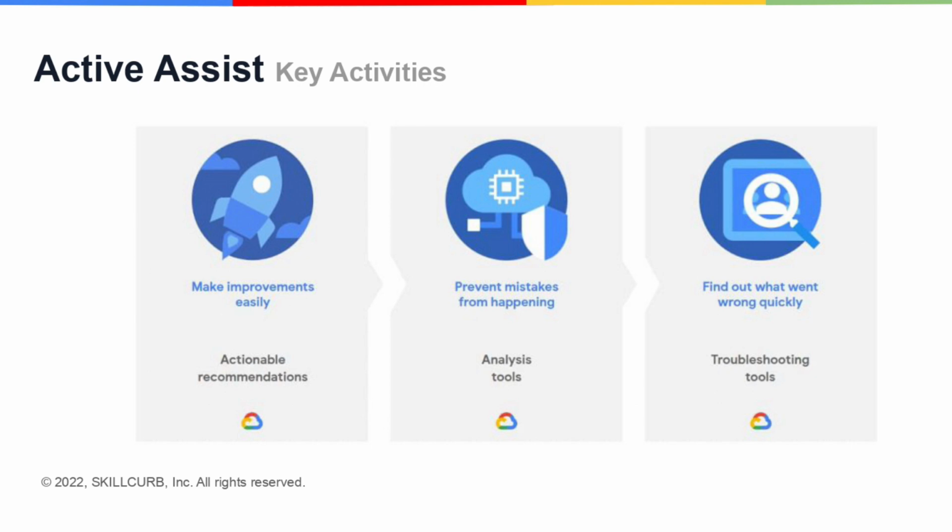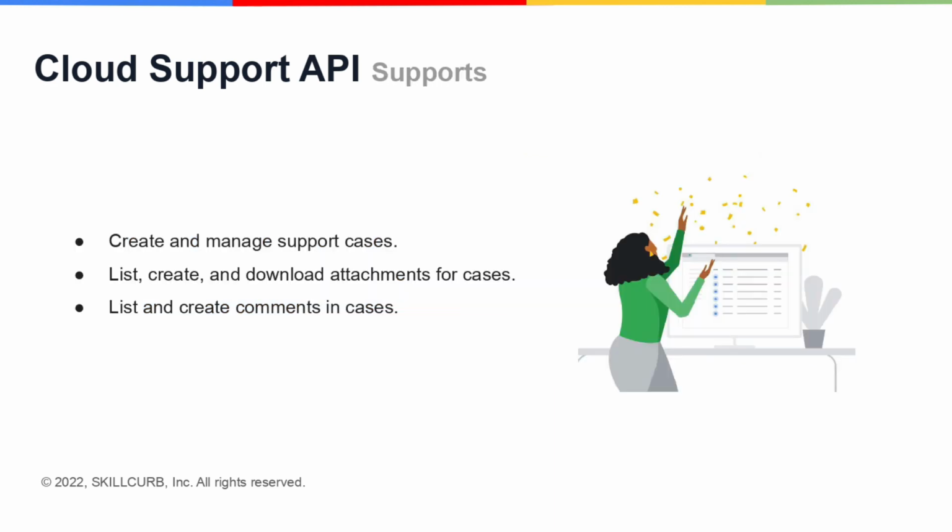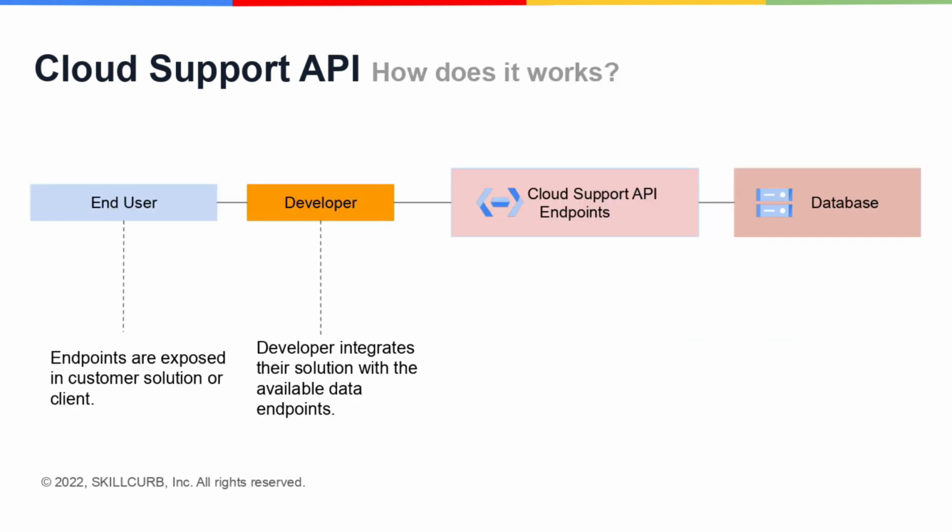Cloud Support API can be used for integrating cloud customer care with your organization's customer relationship management, or CRM, system. The Cloud Support API enables users to complete various support tasks directly in your CRM, including creating and managing support cases, listing, creating, and downloading attachments for cases, and listing and creating comments in cases. This is how the Cloud Support API works. The endpoints are exposed in customer solutions or clients, and then the developer integrates their solution with the available data endpoints. And then it moves to the Cloud Support API endpoints and then to the database.